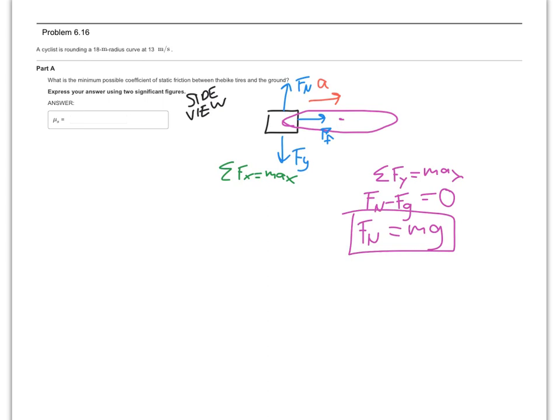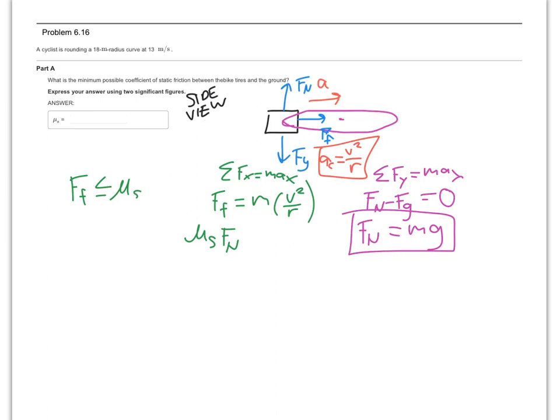Now in the x direction, we have that force of friction, and that's going to be equal to m times my acceleration. For an object moving in a circle, that's v squared over r, right? I always know that's my acceleration when I'm moving in a circle. I can now substitute in for Ff. It's going to be mu s times my normal force. We know that the force of friction is always less than or equal to mu s times my normal force.